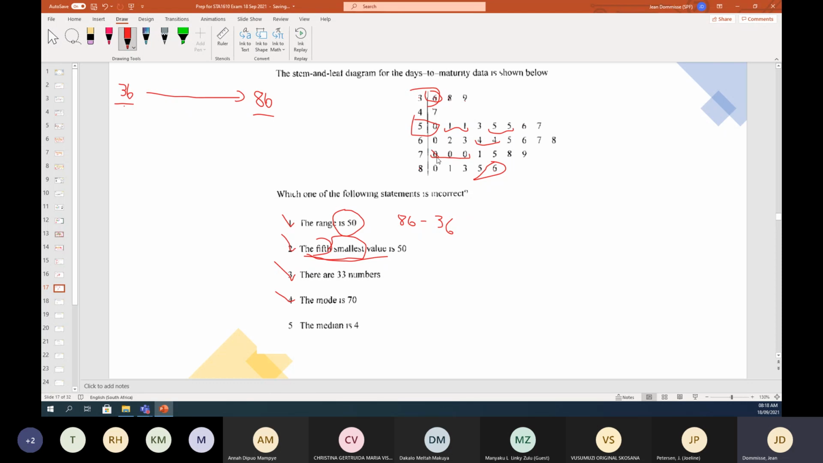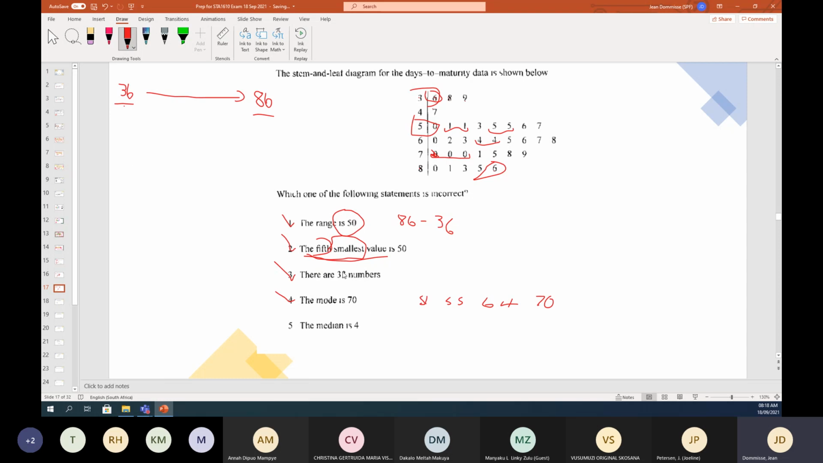If that was only 2 numbers, then the mode would have been 51, 55, 64, and 70. Okay, so if there were only 2 70s, then there were actually 4 modes. Then the median, so we know the median is the number that is in the middle of the data set.